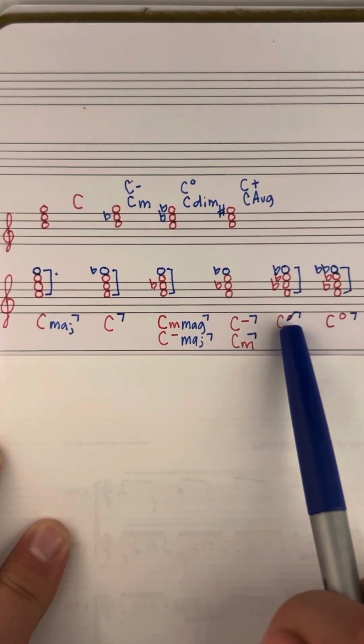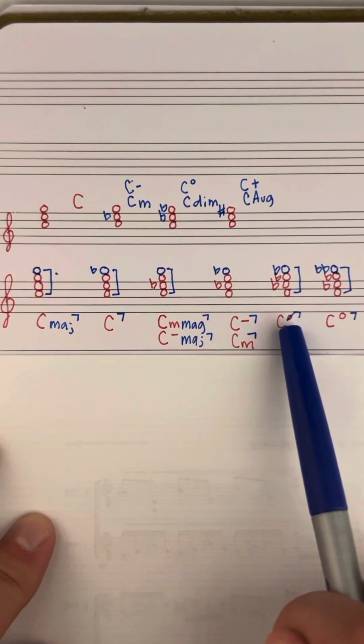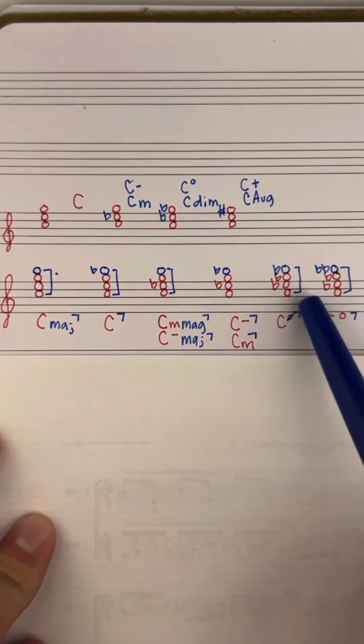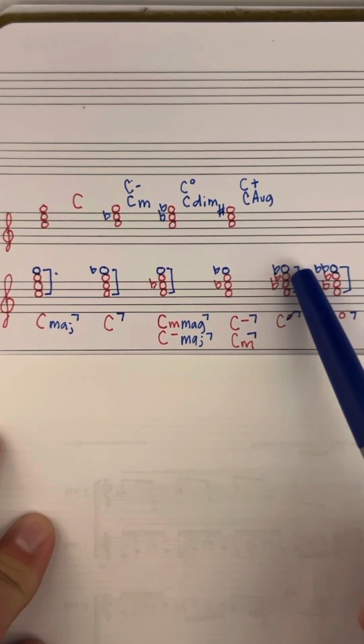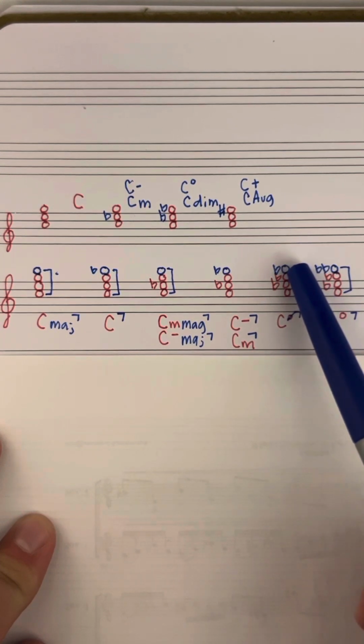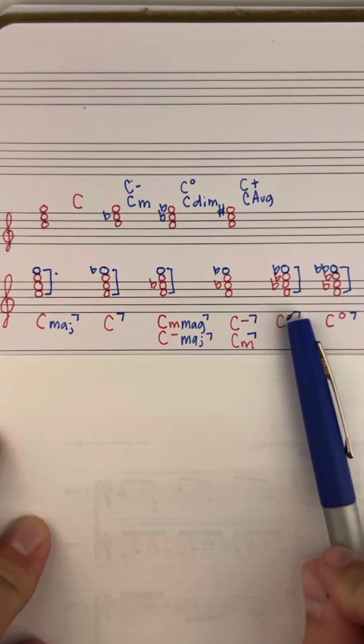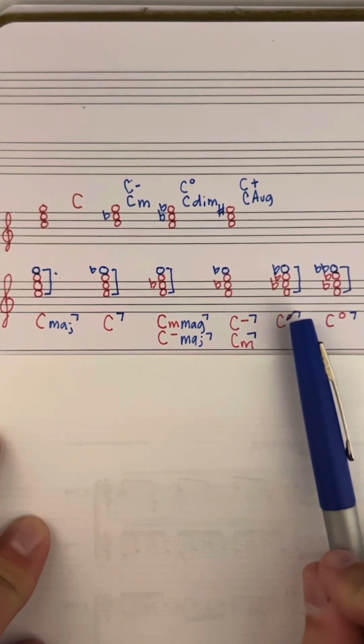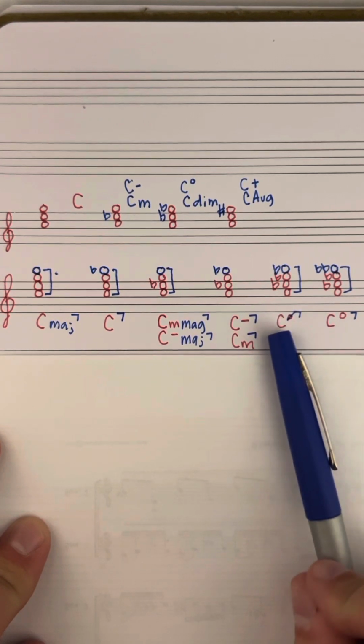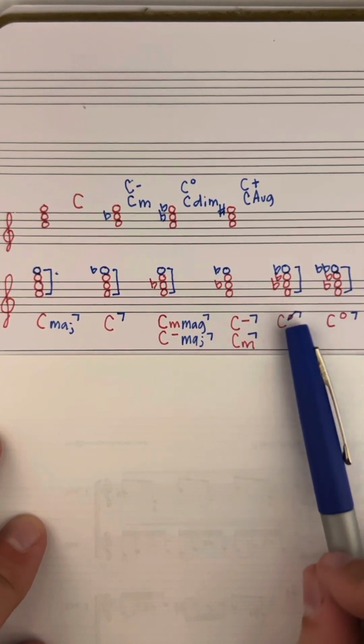Now we have diminished. Unfortunately, we're going to have to deal with half and fully diminished. So this is our diminished triad with a minor 7th on top. This is only half diminished. We show this by having the slash through the diminished sign, showing that it's only half diminished. It's not as small as it can be.